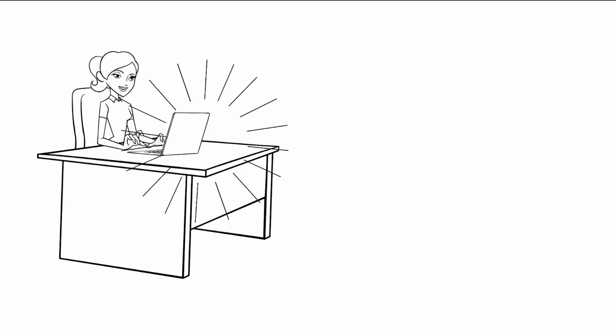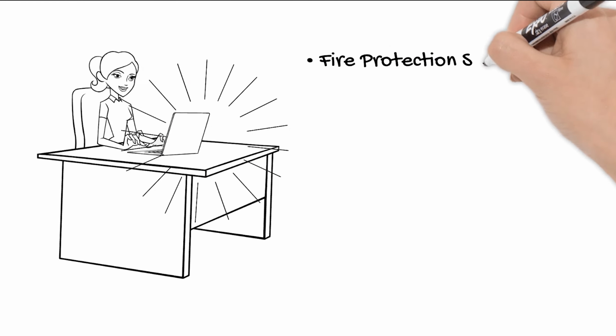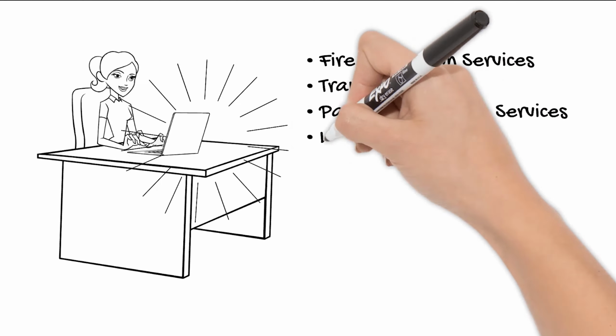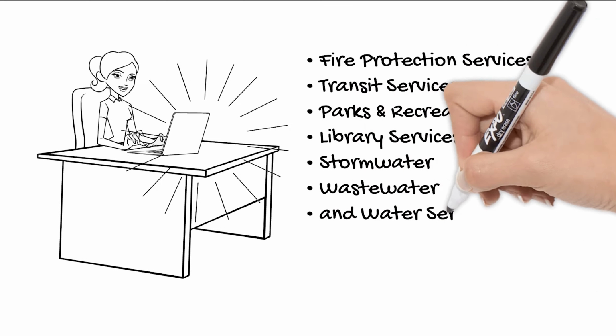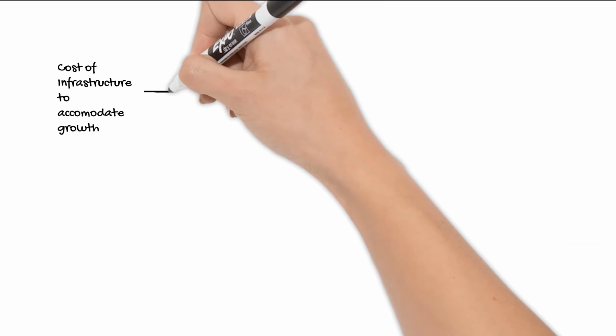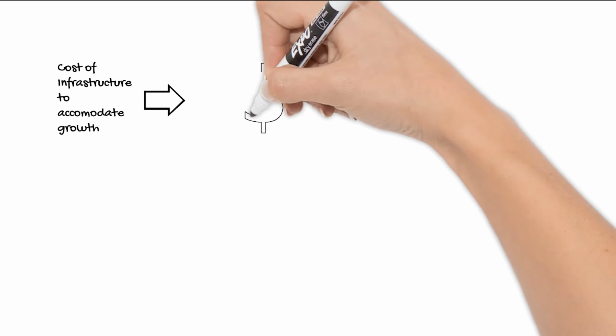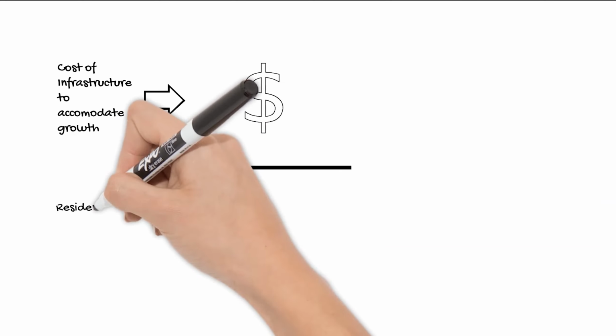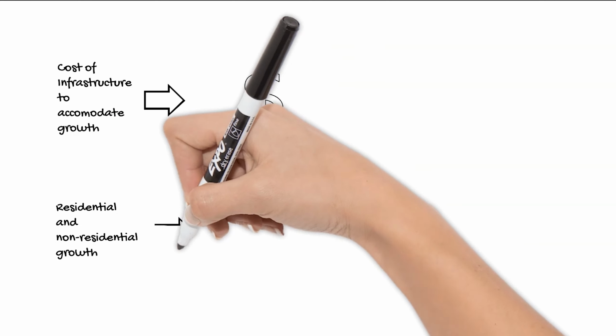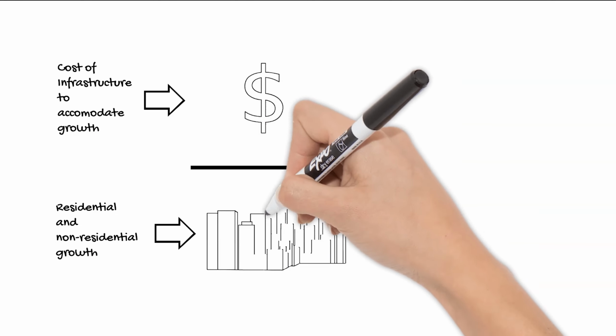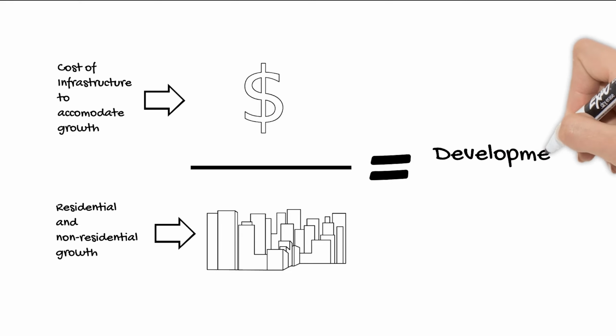The City does an in-depth study into what types of projects or increased services will be required to support projected growth. Once the list of projects for the City is compiled, their value is added up and then divided by the projected residential and non-residential growth to come to a development charges rate.